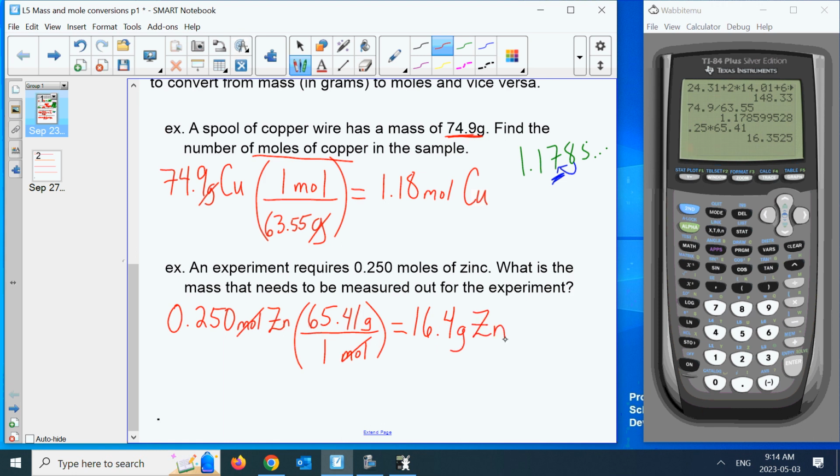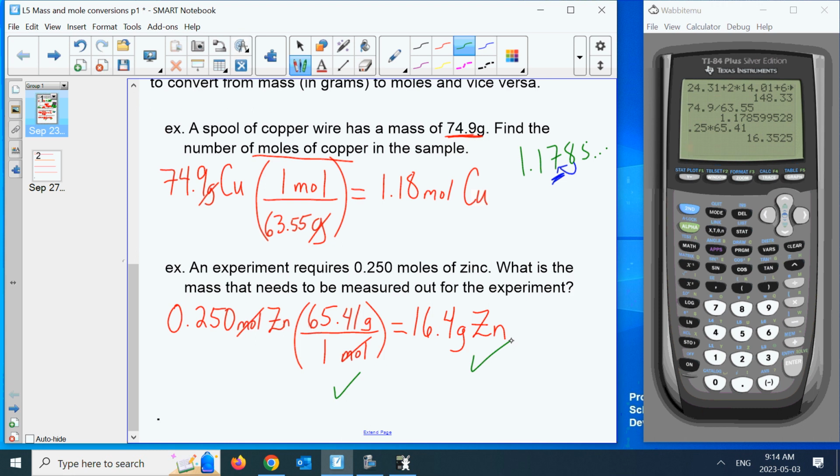There's a full marking. How would I mark this? Generally, I do a calculation like this out of 2. One of the marks is for the 65.4 and setting it up like this. The other mark is for the answer with units. Okay? You get 1 out of 2 if you just put down 16.4. You need the grams. Okay? That's how you do it.